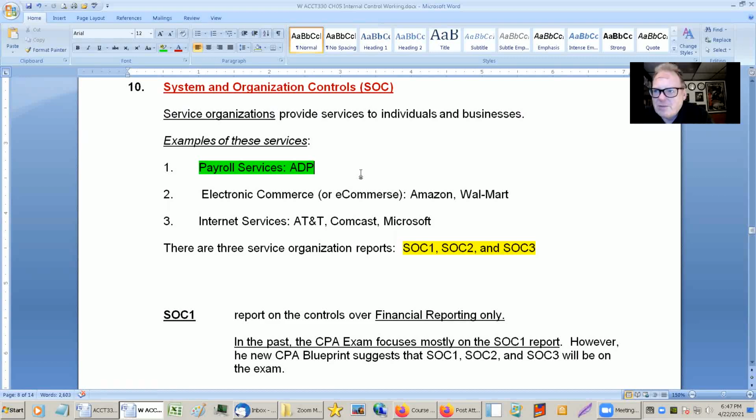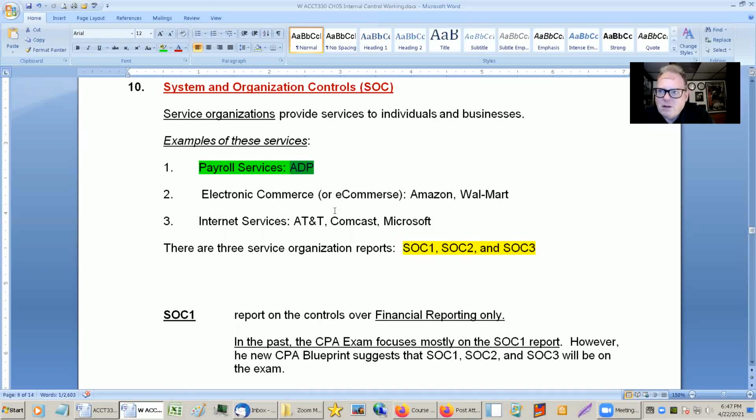So that's a problem. Let's say there are 5,000 companies that have ADP do their payroll. You can't have 5,000 sets of auditors walking through ADP checking on their internal controls. But they have to get some assurance on the internal controls for their audit, because payroll is probably a big number.